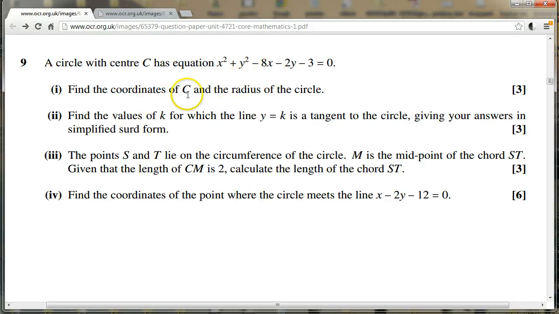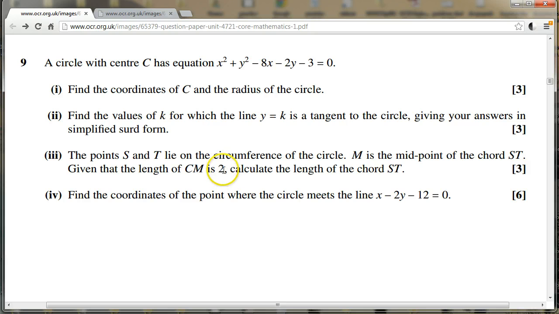Circle question, nice. Arrange it in the form that we can read off the centre and the radius. This is tangential to the circle. These are horizontal lines, so it'd be very easy to work out those values once we've drawn a little sketch of the circle. Then we can write down those values for k, above and below, at the top and bottom of the circle. S and T lie on the circumference, where M is the midpoint of the chord. The distance from the centre to the point M is 2. Calculate the length of the chord.